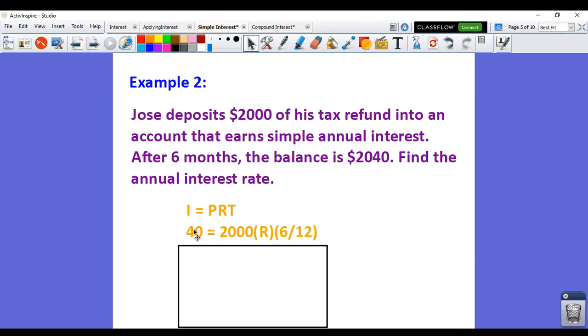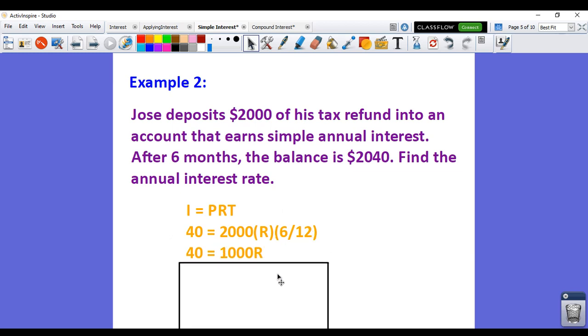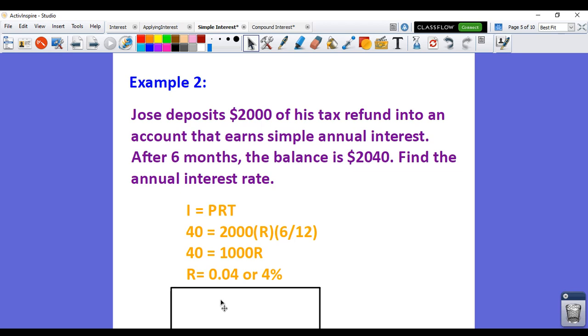For the amount of interest, I'm going to take 2,000 and subtract that from the balance and find that difference of 40. Then I'm going to divide both sides by 1,000, because 2,000 times 1/2 is 1,000. 40 divided by 1,000 is 0.04, or 4%. So my interest rate is 4%.